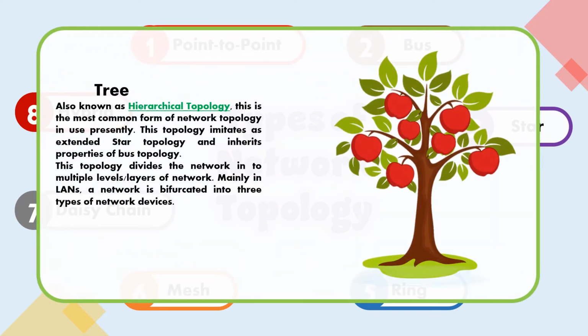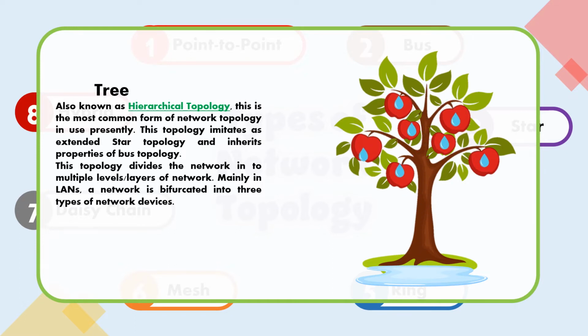Tree topology. Also known as hierarchical topology, this is the most common form of network topology in use presently. This topology imitates an extended star topology and inherits properties of bus topology. This topology divides the network into multiple layers of network.